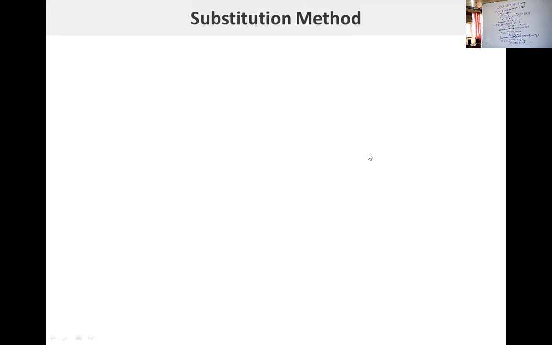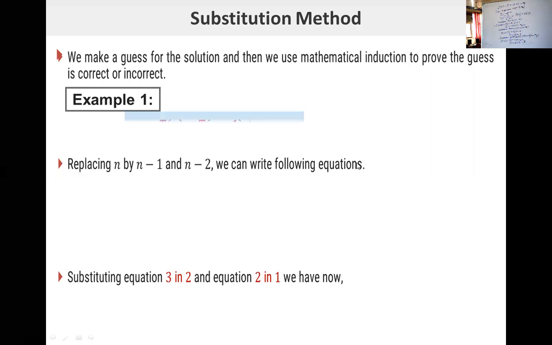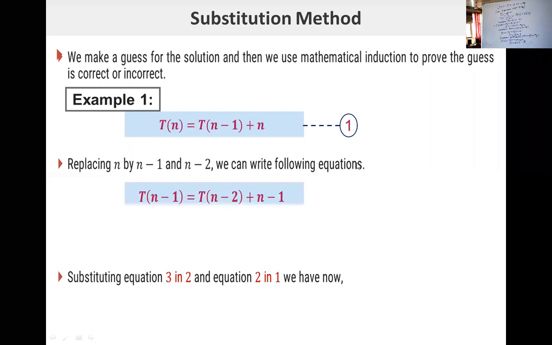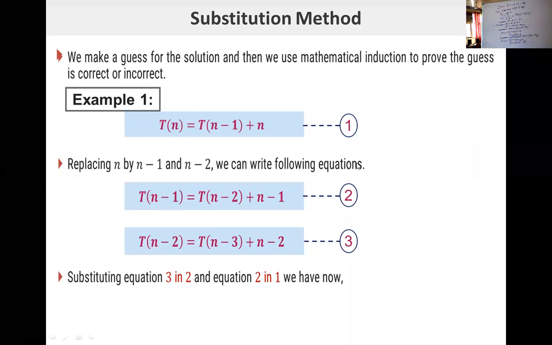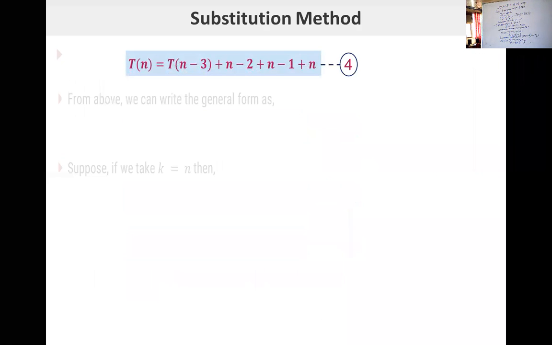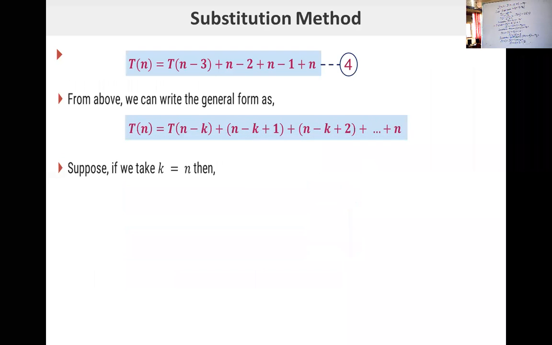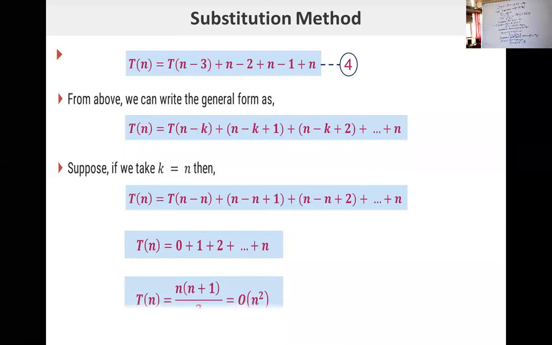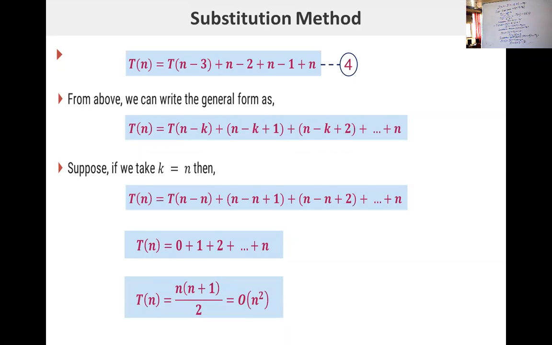यही example मेरे पास है, मैं आपको दिखाती हूँ अभी. You may see. Replacing n by n minus 1 and n minus 2, we will get the following equations. Okay, this we have done. Substituting 3 in 2 and 2 in 1, we have now same thing, T of n minus 3 plus 2 plus n minus 1 plus 4. So this is this way. General form as T of n minus k plus k, and so on up to n. Now if we assume k is equal to n, we will get this way. Is this thing clear now?